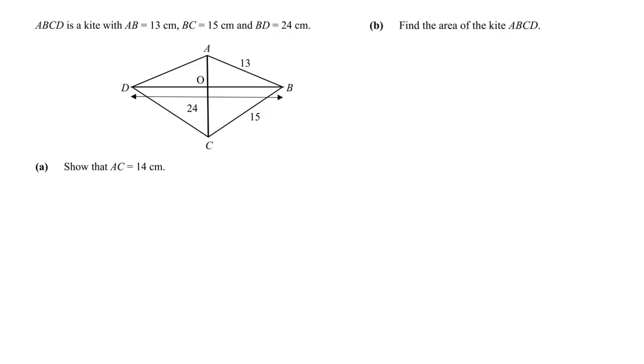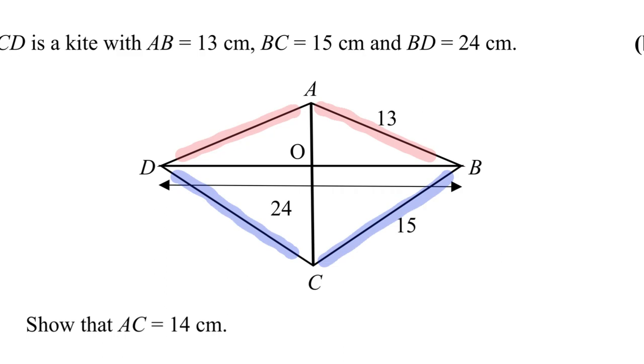Hello everyone, welcome to this question where we are given ABCD is a kite. Now, there are many properties associated with a kite. One being that these two are the same, equal. This and this are also the same, equal. And the diagonals, if I were to zoom in, are perpendicular to each other. Alright?